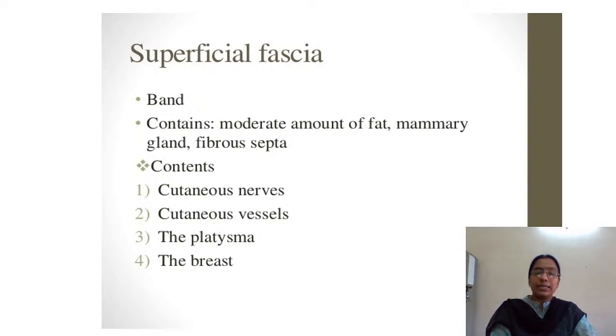So, this is the content in the superficial fascia. One thing you need to observe here is that the mammary gland is a modified sweat gland which is present in the superficial fascia in the pectoral region. So, in the superficial fascia only you get to see the mammary gland. Yes, let's see the contents in detail.